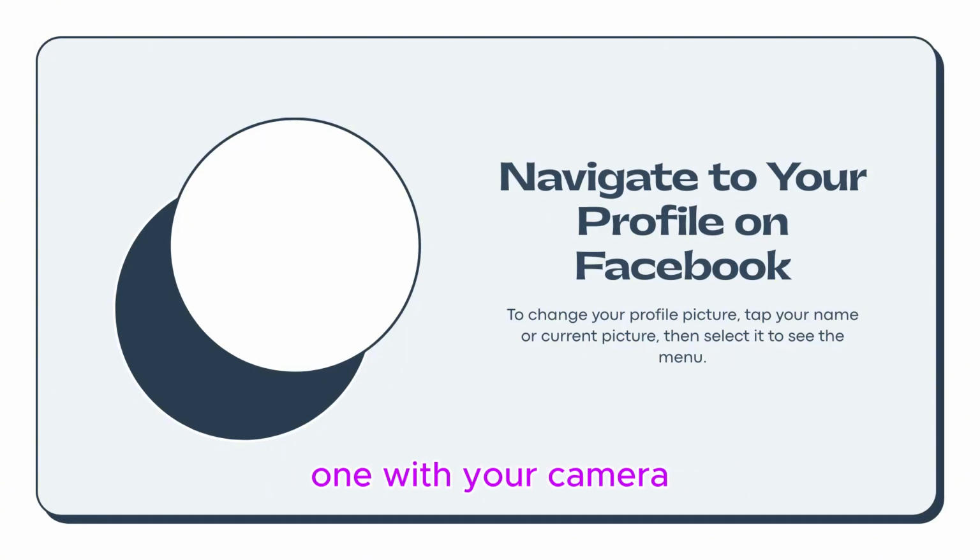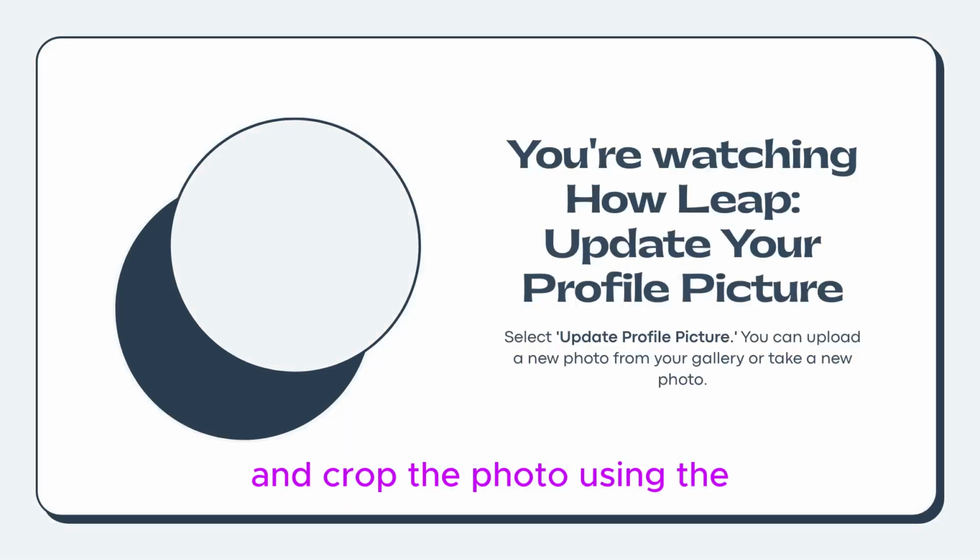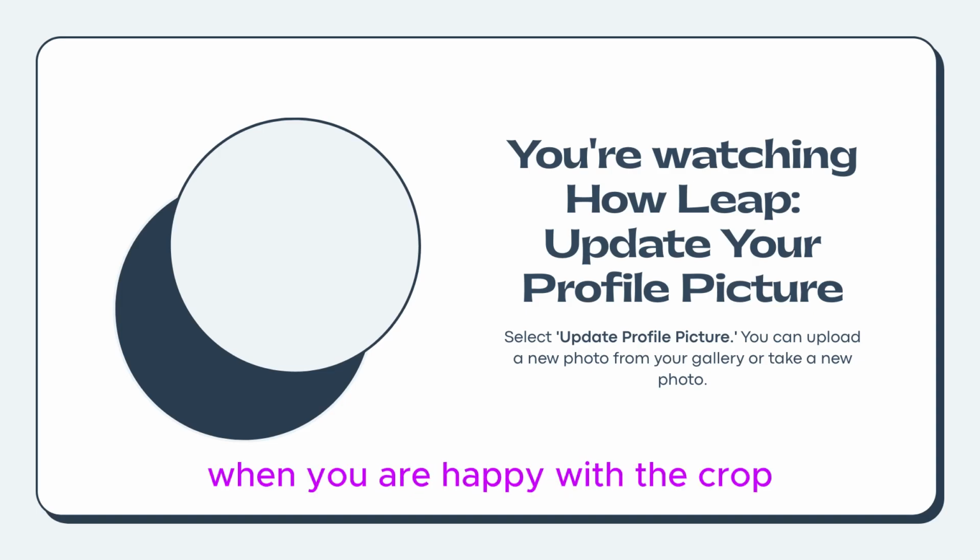one with your camera. Select your desired photo. You can now adjust and crop the photo using the on-screen guides. Tap Save when you are happy with the crop.